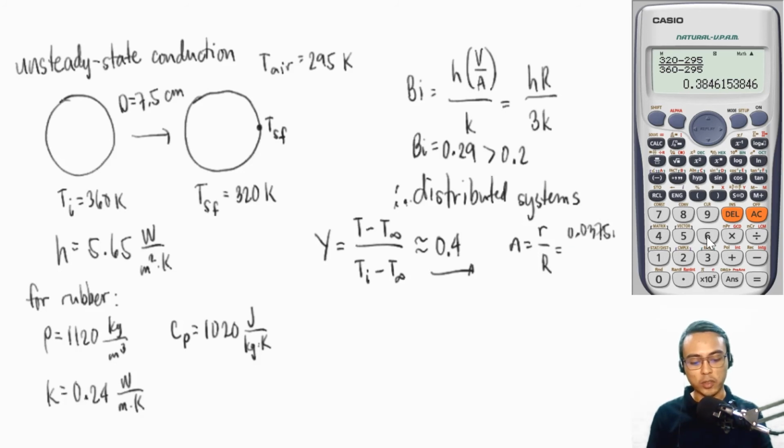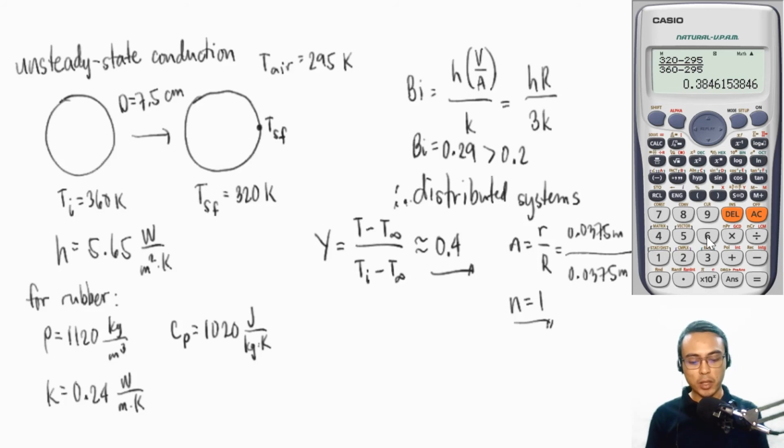That is the radius of the sphere over the radius of the sphere, 0.0375 meters. From this, it is obvious that our N is equal to 1. For spherical systems, if your N is equal to 1, that means that you are positioned at the surface of the sphere. And if your N is equal to 0, that means that you are at the center of the sphere. If you have a value of N that is between 0 and 1, that means you are in between the surface and the center of the sphere.